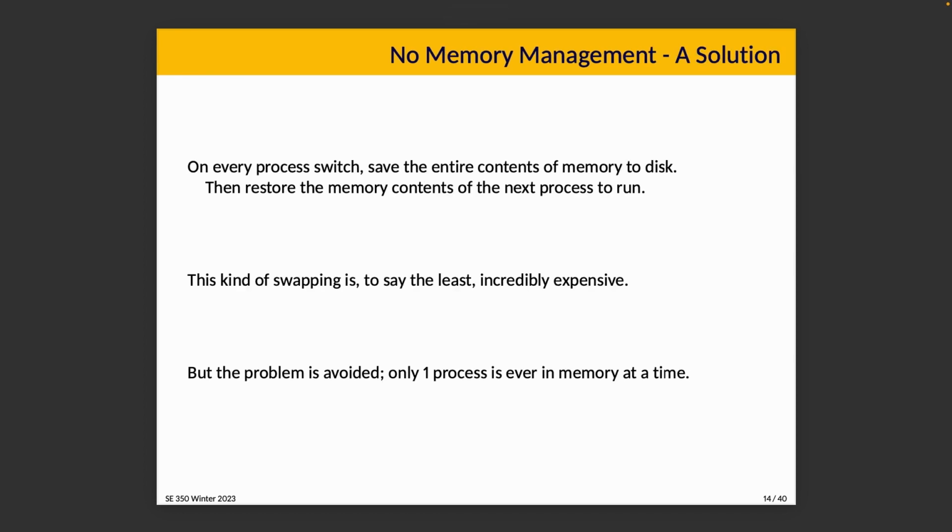So there is one idea that would make this work, which is that on every process switch, we save the entire contents of memory to disk. We restore the memory contents of whichever process is next to run. And as you will imagine, this is incredibly expensive. We are potentially moving several megabytes or gigabytes or kilobytes, depending on the size of the system that we're talking about, from memory to disk and back every time. That's very expensive, but it does work. The problem is avoided. Only one process is ever in memory at a time.